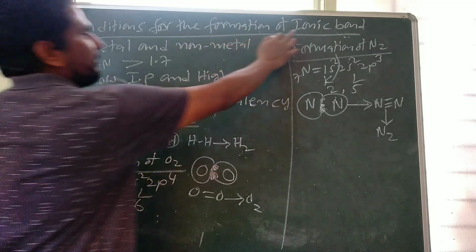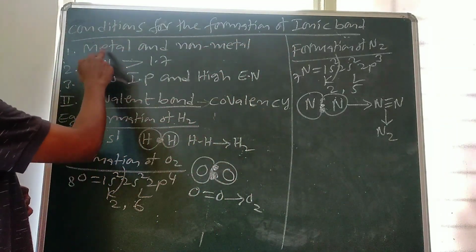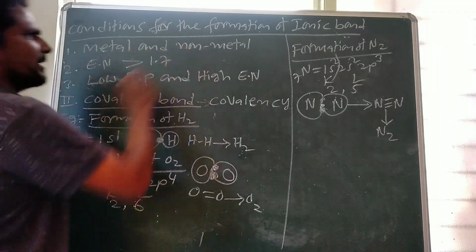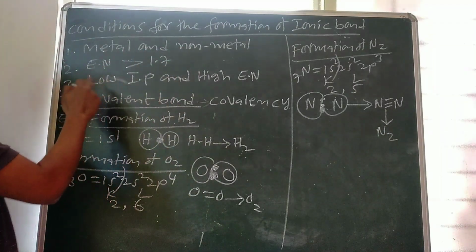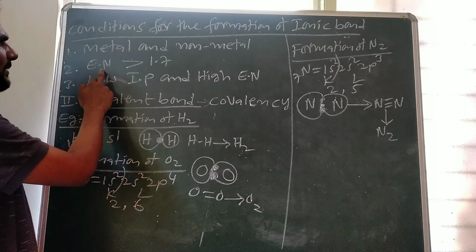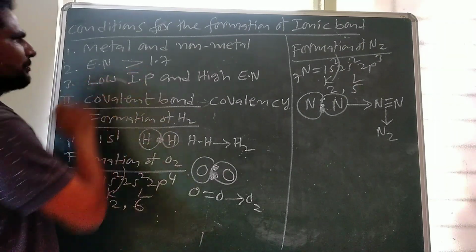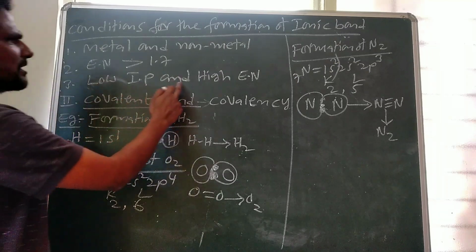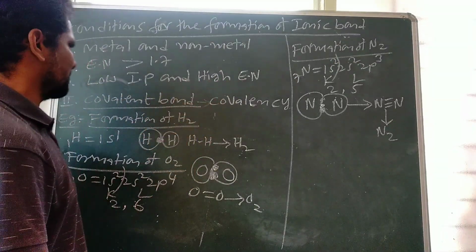Conditions for the formation of an ionic bond. There are 3 conditions. An ionic bond is formed between a metal and a non-metal. An ionic bond is formed when the electronegativity difference between the 2 atoms is greater than 1.7. An ionic bond is formed between low ionization potential and high electronegativity atoms.